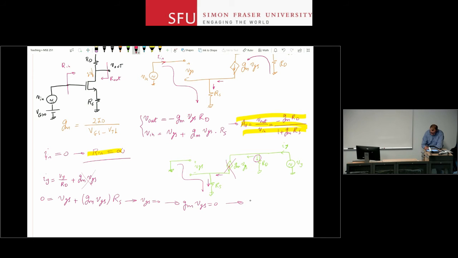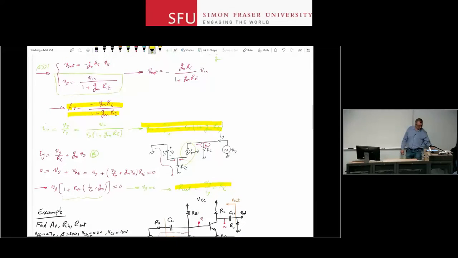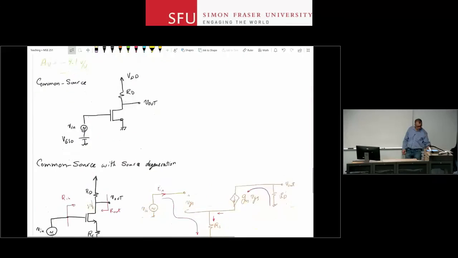And then therefore, I can show that R out, which is VY over IY, is just RD. And again, this is similar to my common emitter stage, right? For a common emitter stage, the output resistance was RC, the collector resistor. In here, it is RD, right?